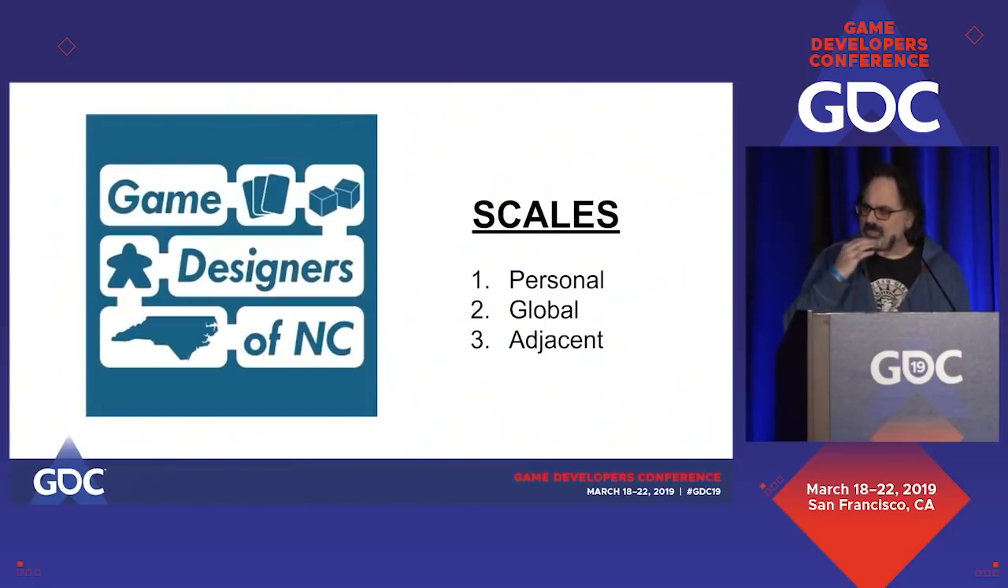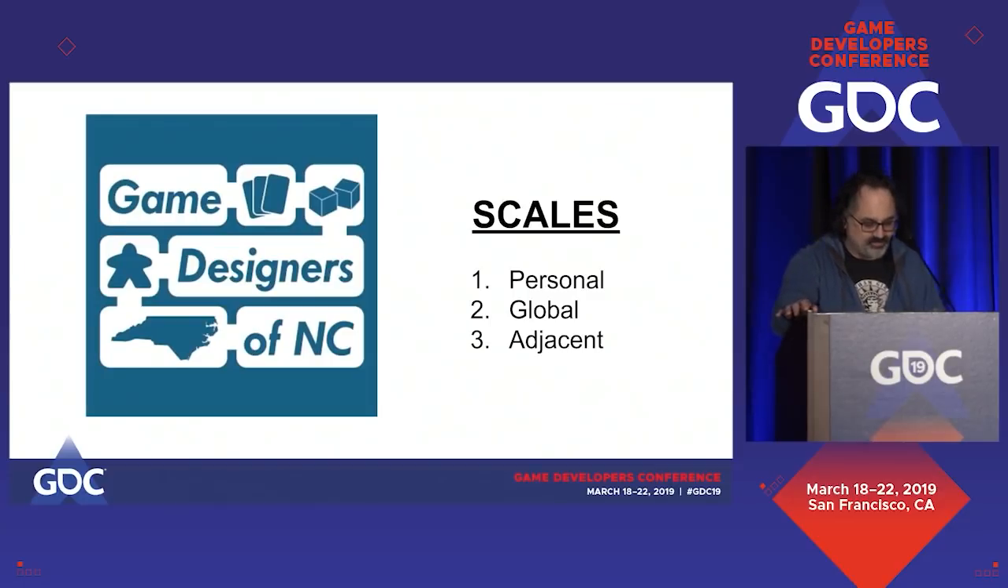So I have friends in the Game Designers of North Carolina, and they came up with an amazing model that I really, really like, and they call it decision scales. They've identified these 3 decision scales: personal, global, and adjacent. And I think they really help when it comes to understanding exactly what interaction is and how a move can affect another player. So prepare to be wowed by my amazing graphic design skills.